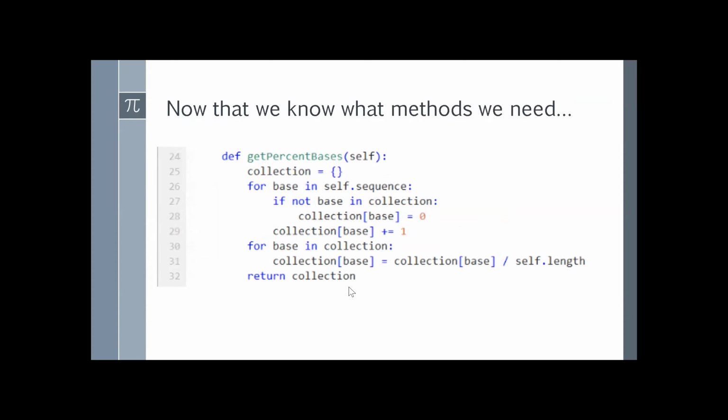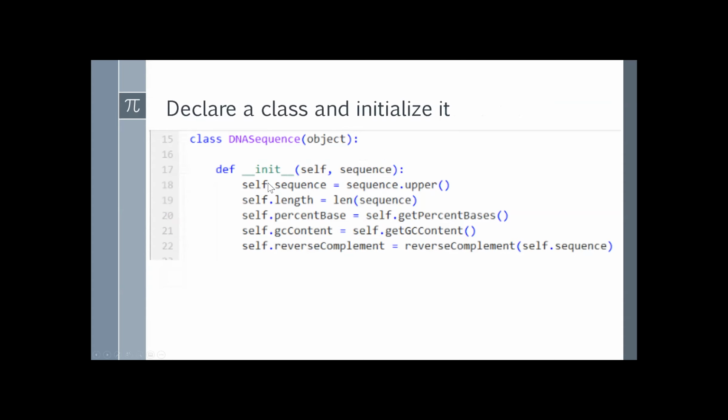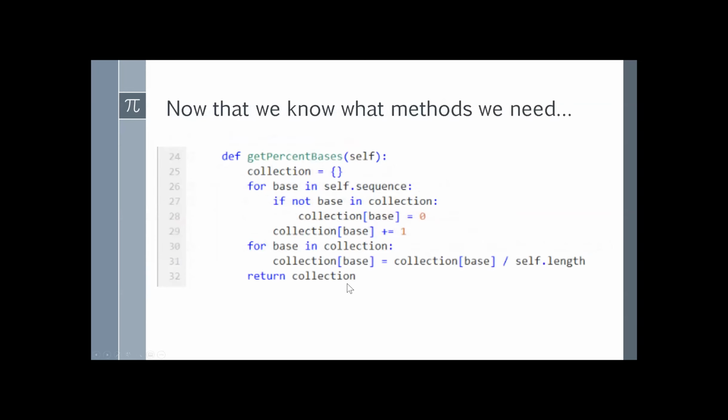So the nice thing about having done this is we have an idea for the first methods we need to write, because we know what methods we're going to need initially. So again, we already have our reverse complement calculator. I showed you that. And now we know what methods we're going to need. So we're going to need a getPercentBases method.